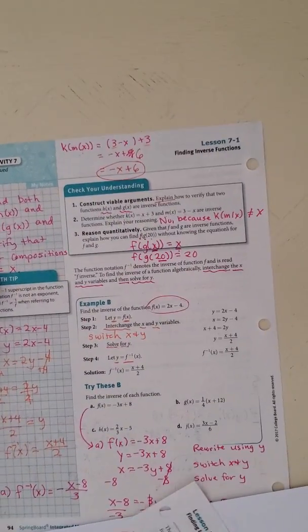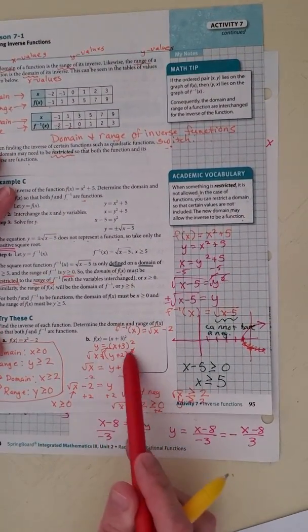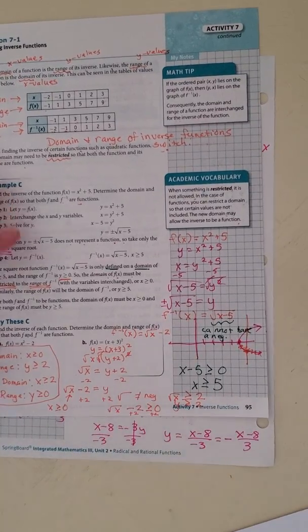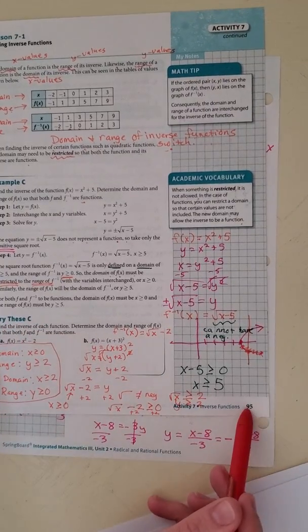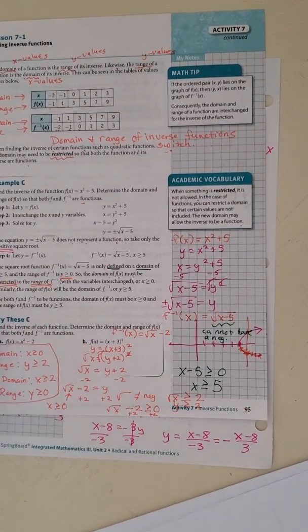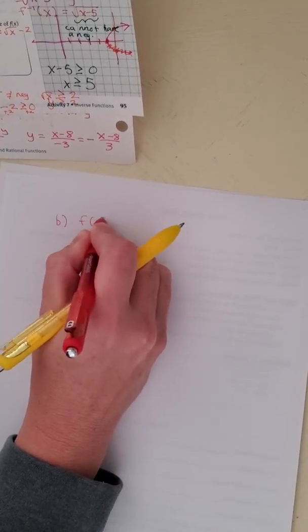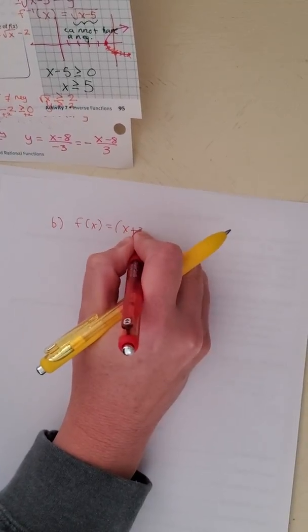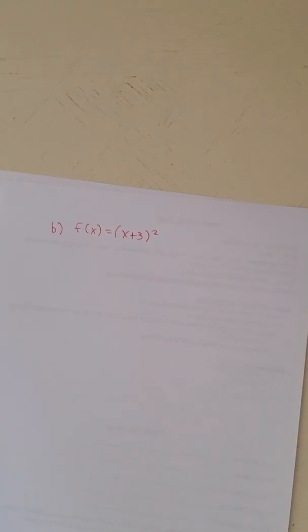Okay, the second error that I found was on page 95. Somehow I switched from a 3 to a 2, so I'm going to redo this example. Again, this is the try these C on page 95, and I'm doing example B. So example B, it says to find the inverse and state any restrictions on the domain and range of f and f inverse, so that they're both functions.